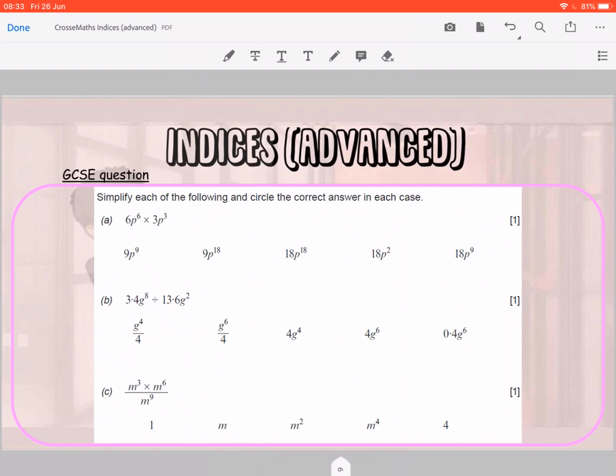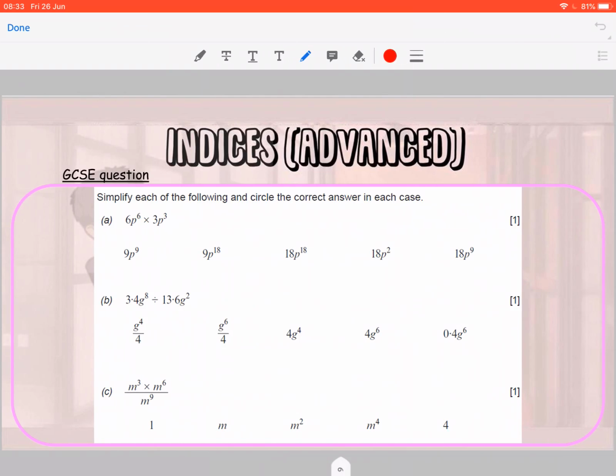Right then, so this is a GCSE question. So if it comes up in the first half of your paper, this is what it'll look like. Pause the video now and have a go, please. Okay, so this is a question that came out on higher tier calculator. I think it was question 1. So exactly the same as we did.